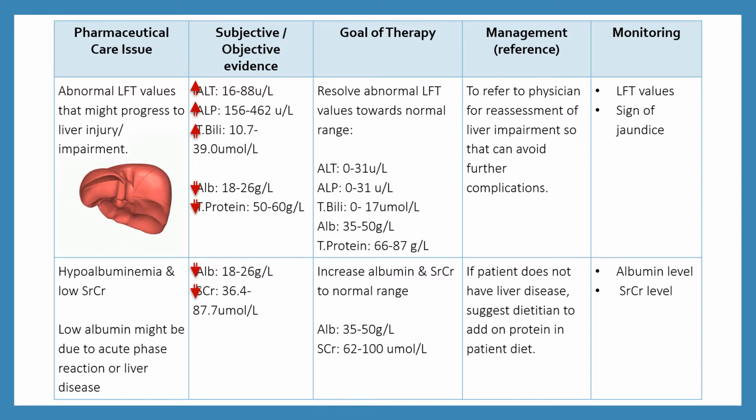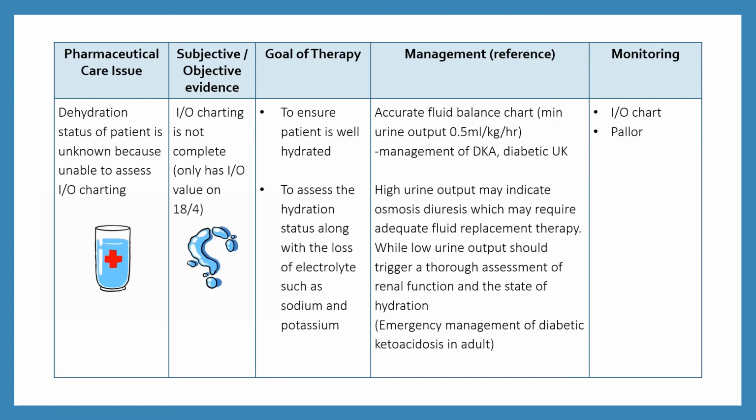Hence, we recommend adding protein to the patient's diet and closely monitoring the albumin level and serum creatinine level. The dehydration status of the patient is unknown because the IO chart is not complete and cannot be assessed. Hence, we need to closely monitor the IO chart and signs of dehydration in the patient.